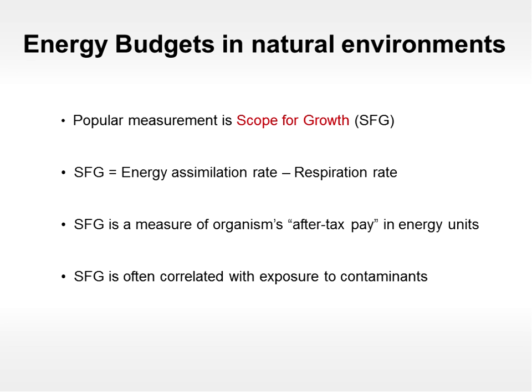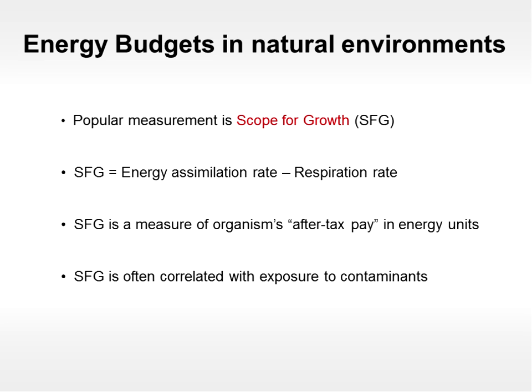What they do is they take an animal that is living in a natural environment, they do some experiments to understand how fast it is assimilating energy from food. These can be performed in the lab. They do measurements of its respiration rate, and the scope for growth is defined as the energy absorbed from food minus the respiration rate. It reflects the energy that is available for growth and reproduction, and in many ways it can be thought of as after-tax pay from the food.